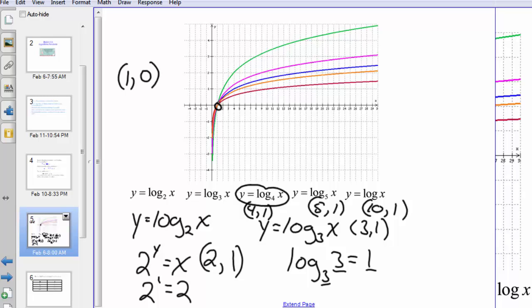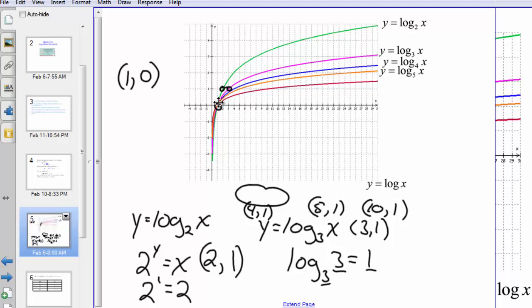So if I look at these different graphs, I can see that at 2, 1, that's my green graph, which would mean that log base 2 is the green graph. The graph that goes through the point 3, 1 is this purple one. So log base 3 of x is going to be the purple. And we can see that the graph that goes through 4, 1 is the blue. And the orange goes through 5, 1, so that's log base 5. And finally, the one that goes through 10, 1 is log x.